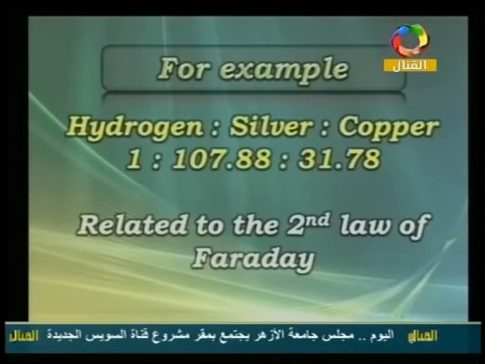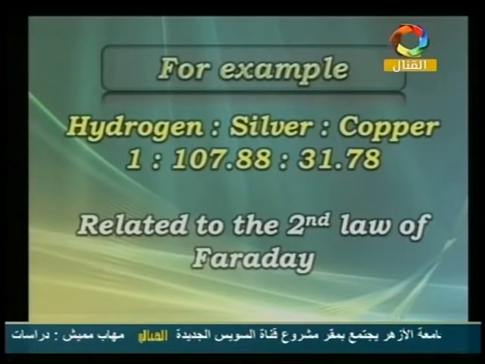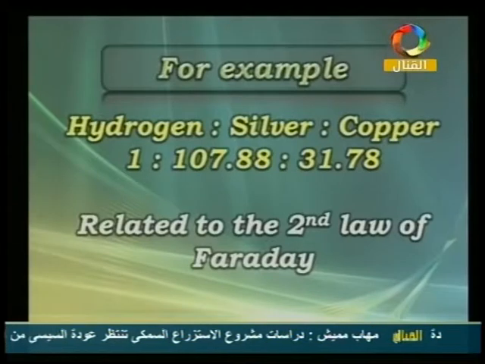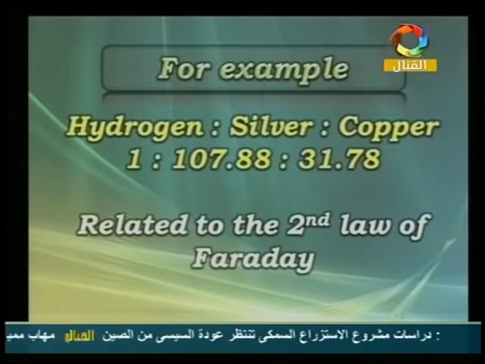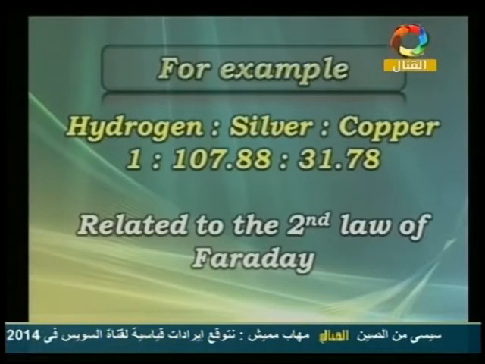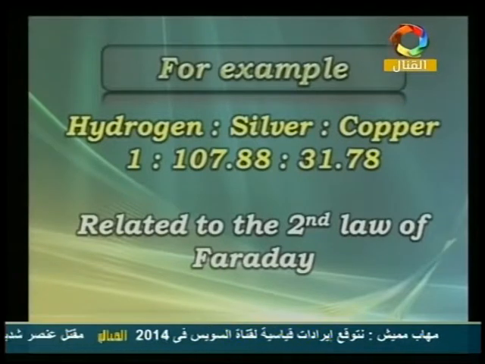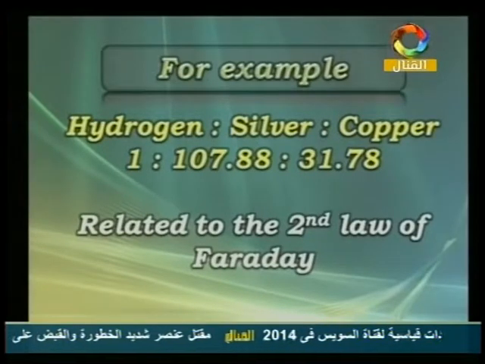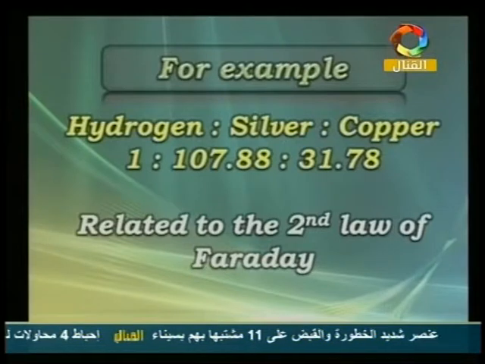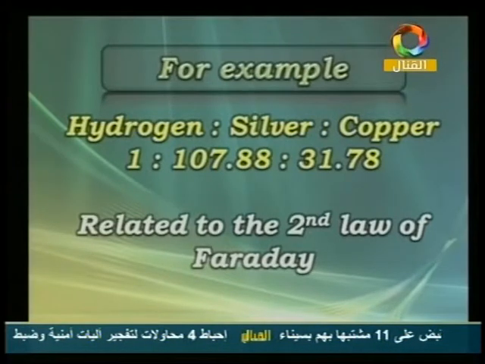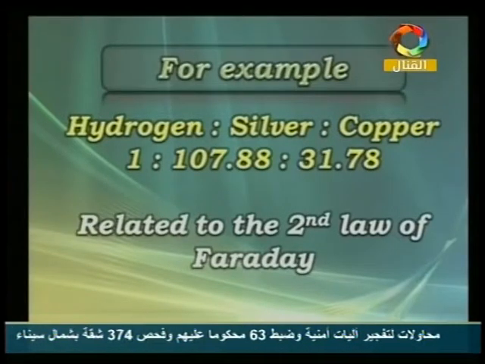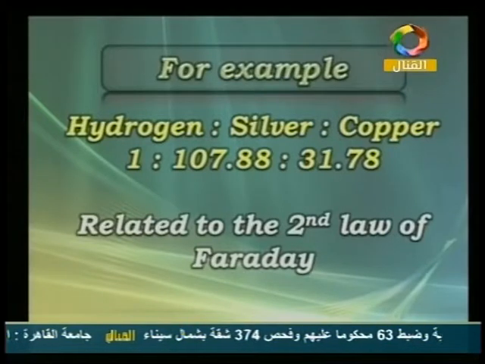So here we have hydrogen, silver, copper. Hydrogen is a very small atom, the least in its size and mass, because it has one proton. So the equivalent mass of hydrogen is 1. Silver's equivalent mass is 107.88. Copper is less than silver, since silver is a very large one, so copper is 31.78. If I have a large atom, it has a large equivalent mass, and if I have a very small atom, I have a very small equivalent mass.